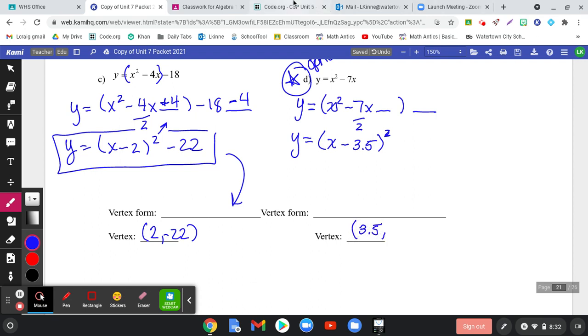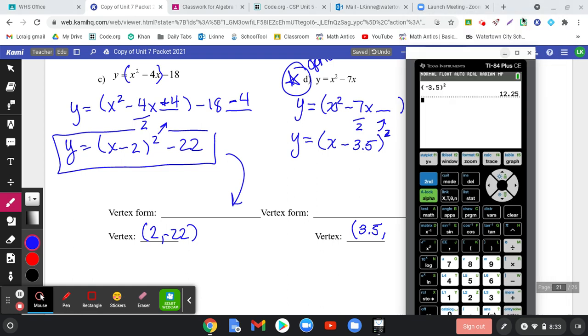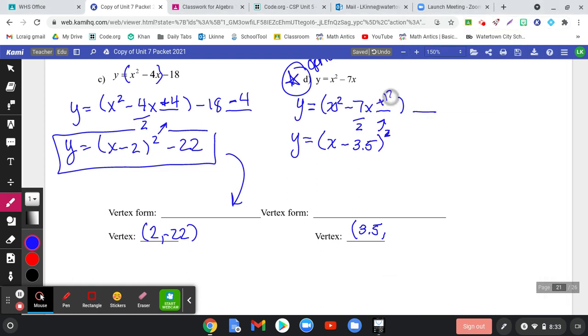But the y value, we don't have. So do the same thing that we've been doing. If this really was -3.5 squared, -3.5, make sure that's in parentheses because a negative times a negative is positive. If you left the parentheses off, it would tell you it was a -12.25. So we're going to add 12.25. That would complete this square, and subtract 12.25. And there's your y value in your point.